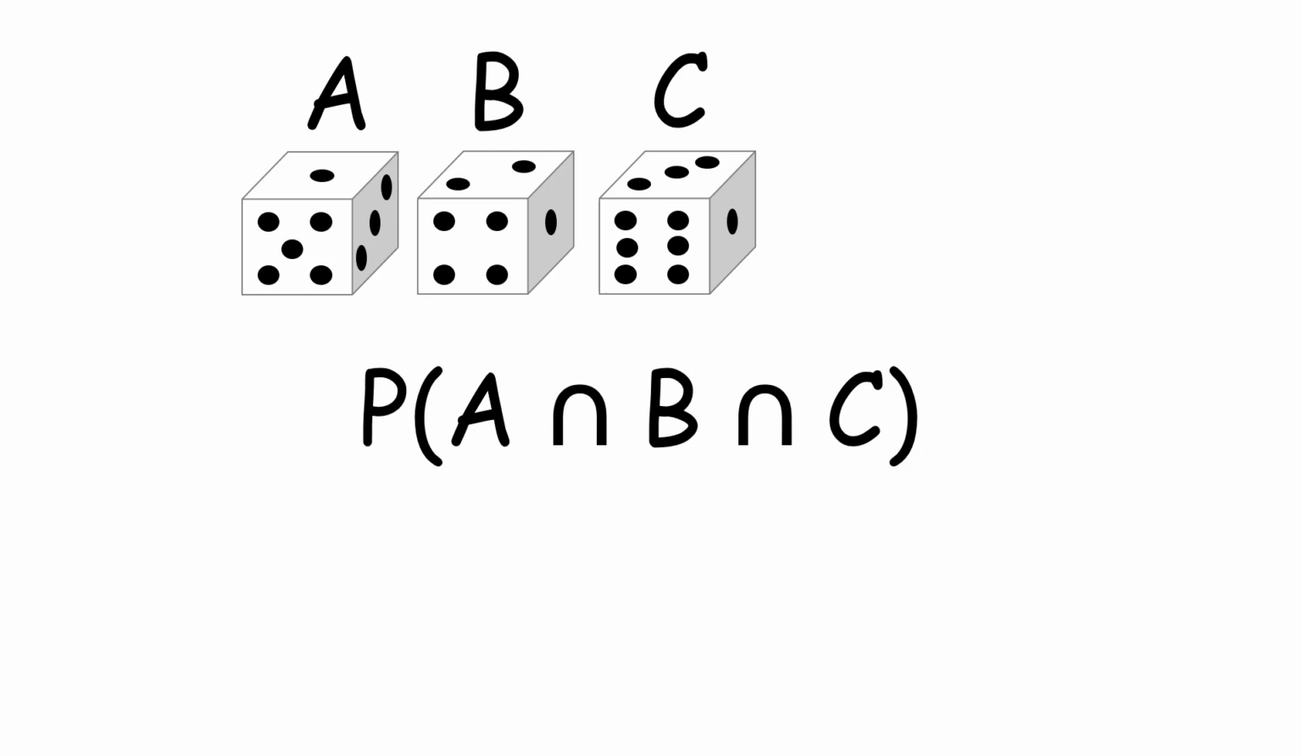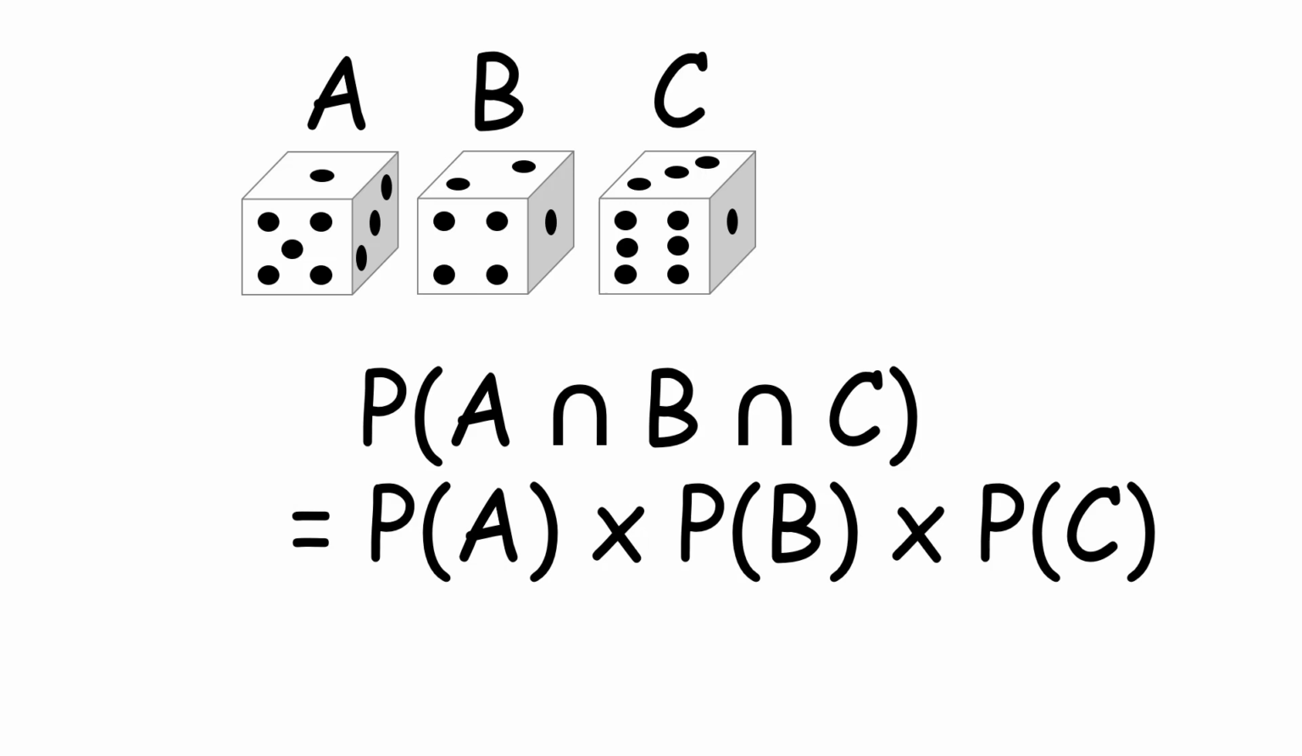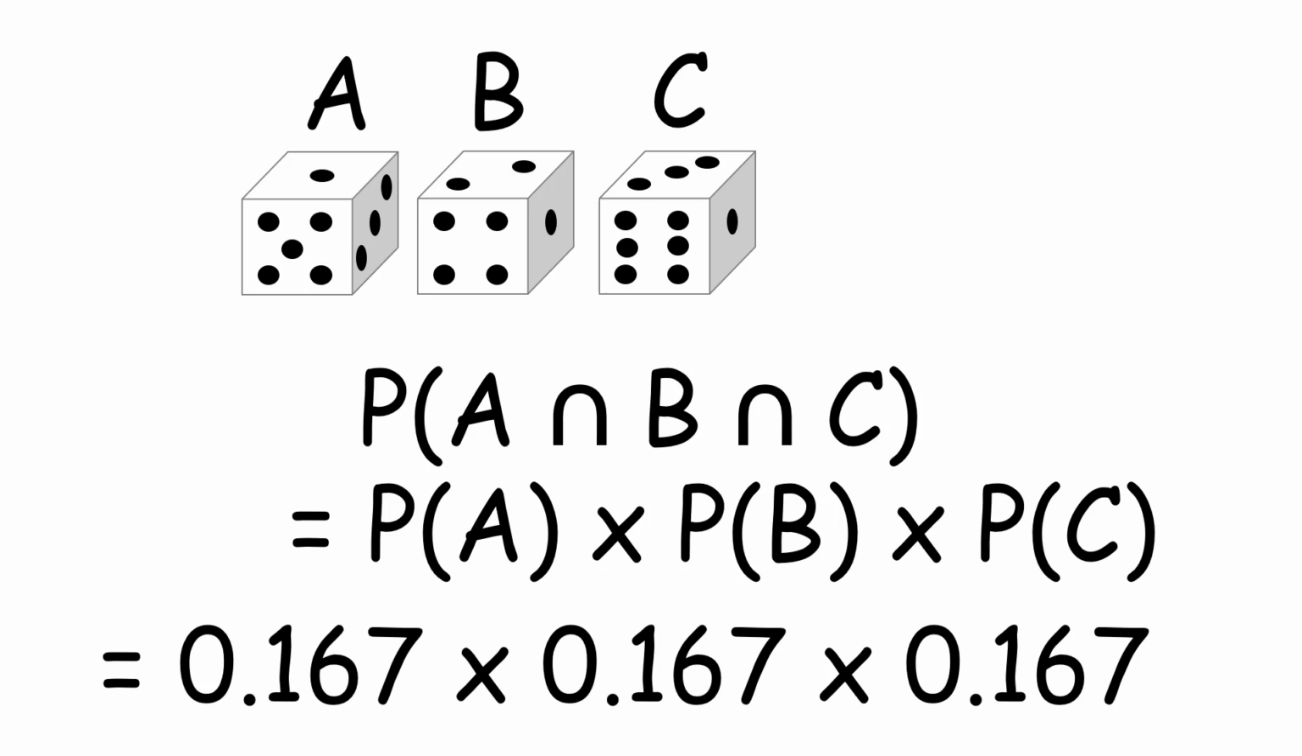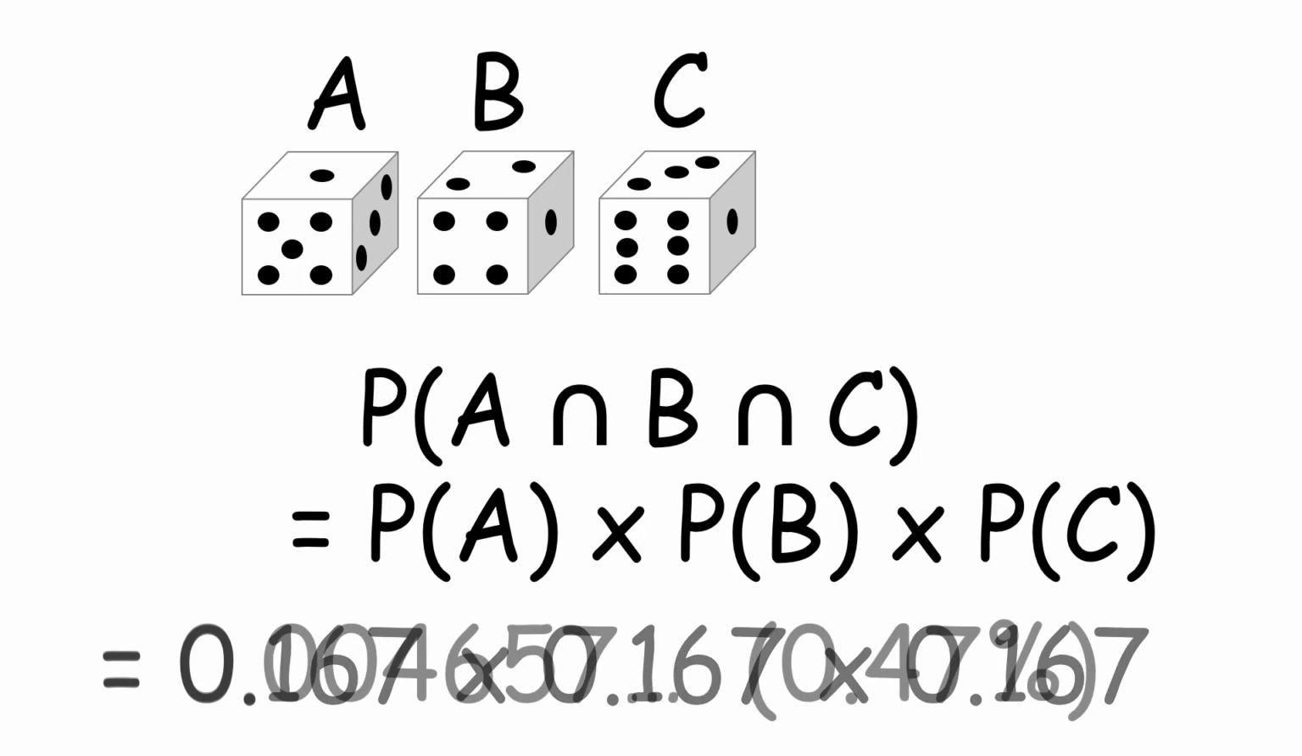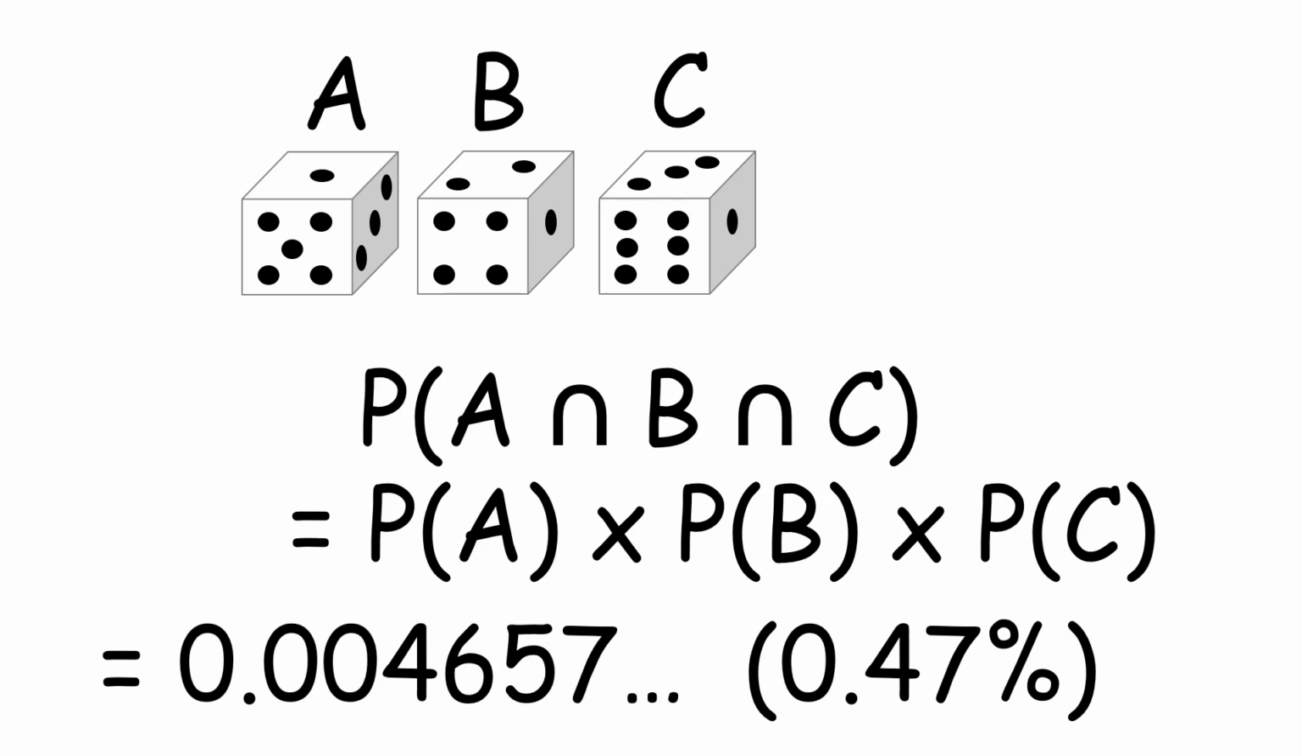Now we write that like this. We're looking for the intersection of all 3 events. And we calculate it like this. It's the product of all of the events we want to combine, so we multiply them. So in this case, the probability of rolling a 1, then a 2, then a 3 is 0.167 times 0.167 times 0.167, which is around 0.0047, or 0.47%.